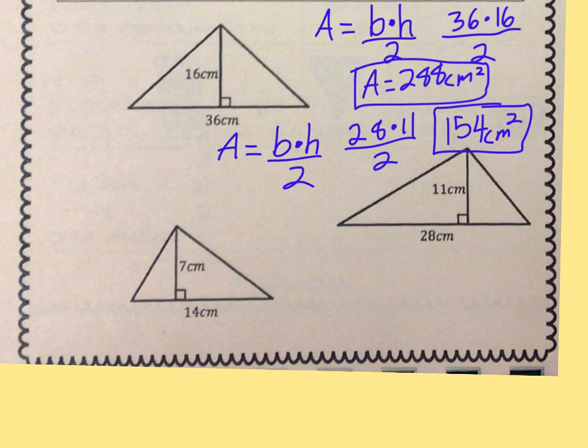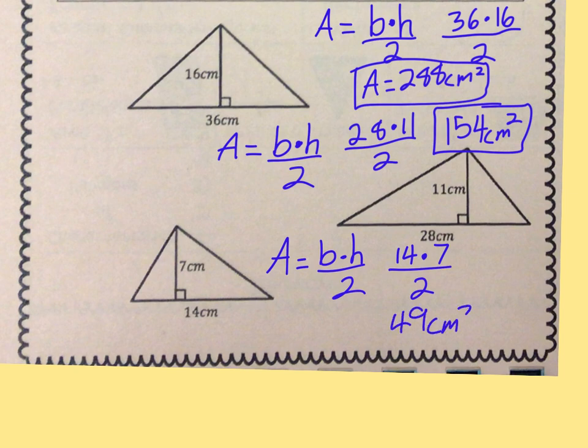Not that bad, huh? Okay, let's try this last one. I'm going to, again, write the formula. Area equals base times height divided by 2. And then plug in the numbers. My base is 14. My height is 7 divided by 2. So calculator again. 14 times 7, enter, divided by 2. And I get 49 centimeters squared. All right, not too bad. Let's move on to your practice.